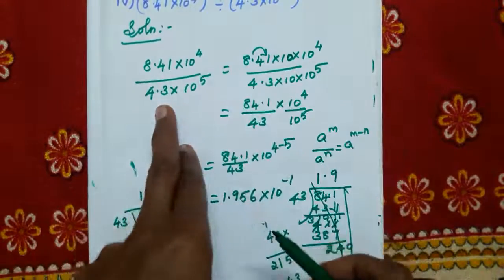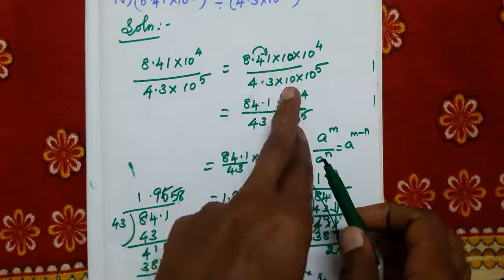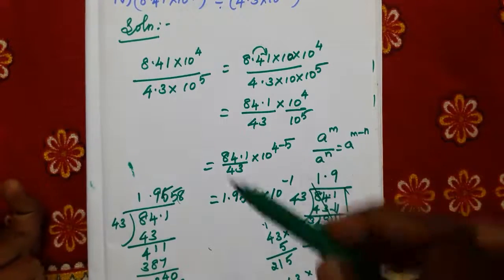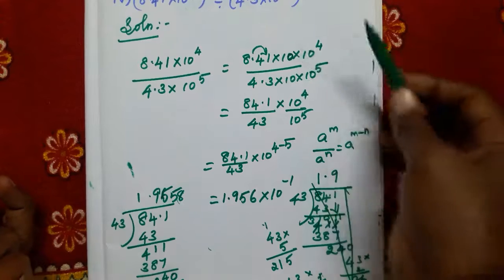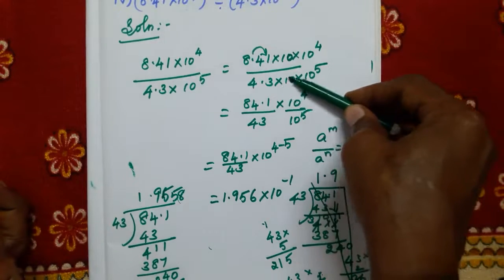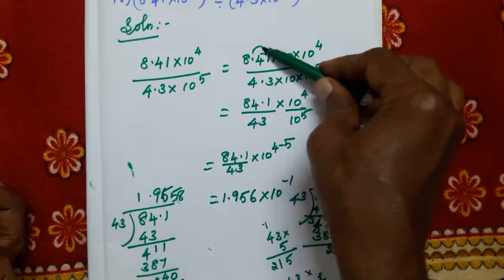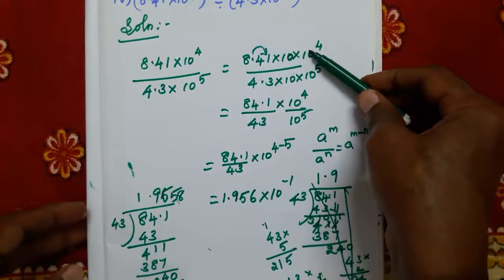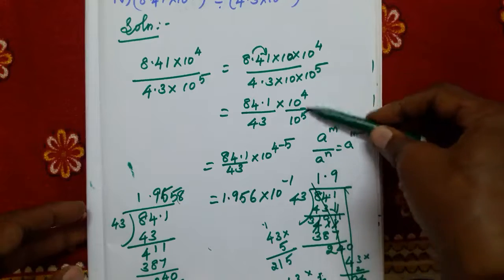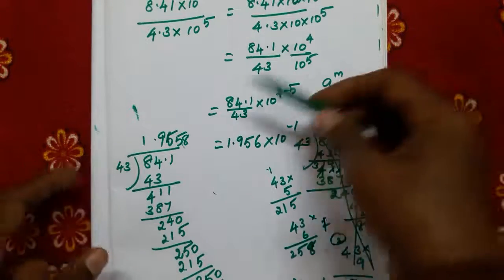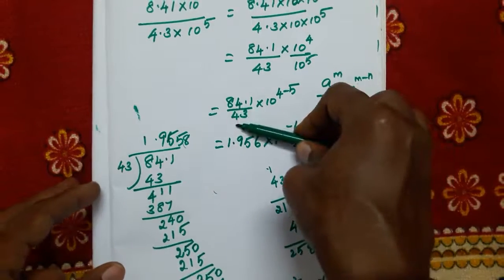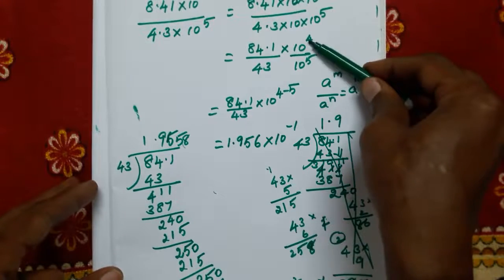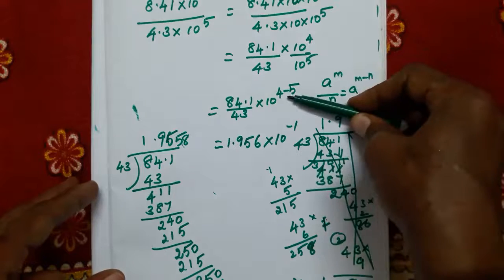So we want to convert it into an integer. We multiply the numerator and denominator by 10. When we multiply by 10, 4.3 into 10 gives 43 and 8.41 into 10 gives 84.1, into 10 power 4 by 10 power 5. Next, 84.1 by 43 into 10 power 4 minus 5.